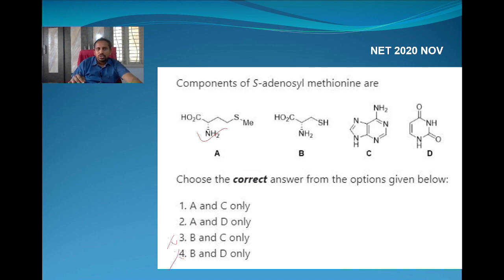Then C, D. Adenosyl means adenine will be there. So adenine is obviously C. This is the adenine. So A and C. So option A is the correct one. So S-adenosyl methionine is a medicine.